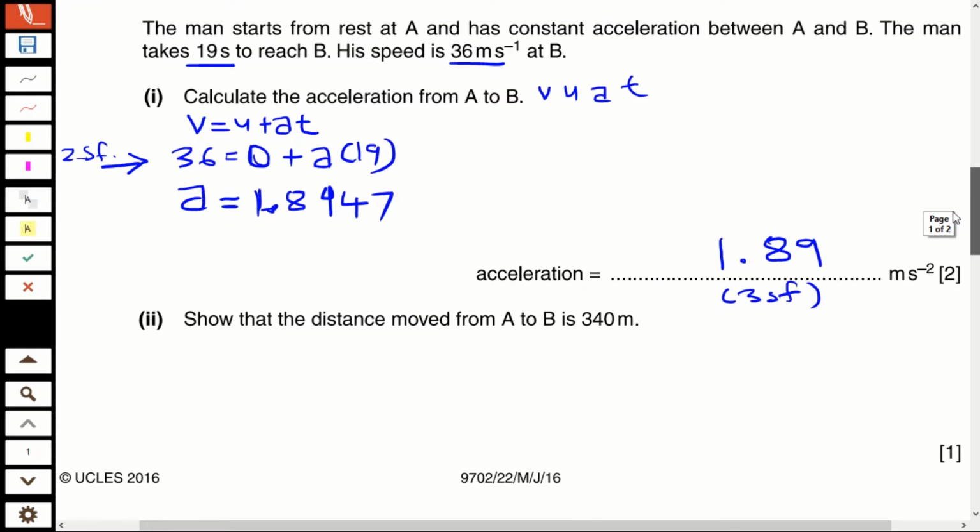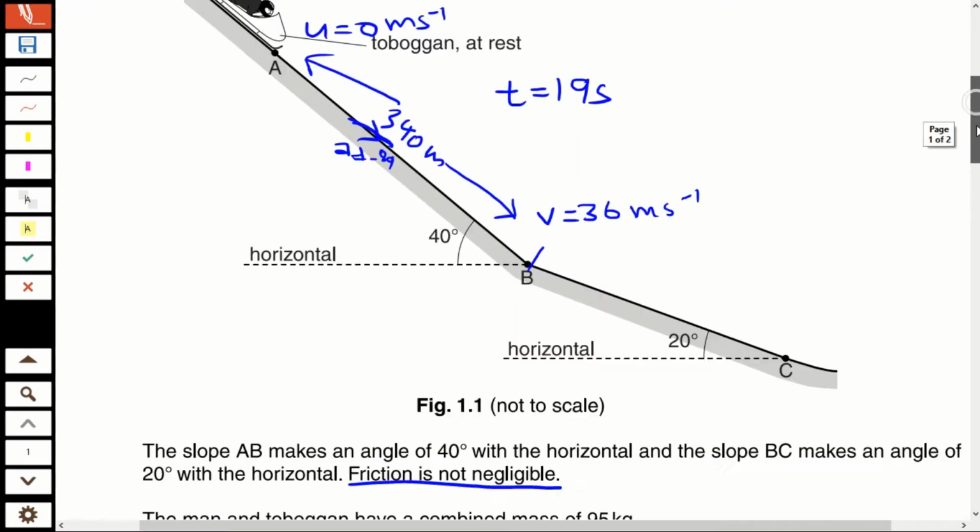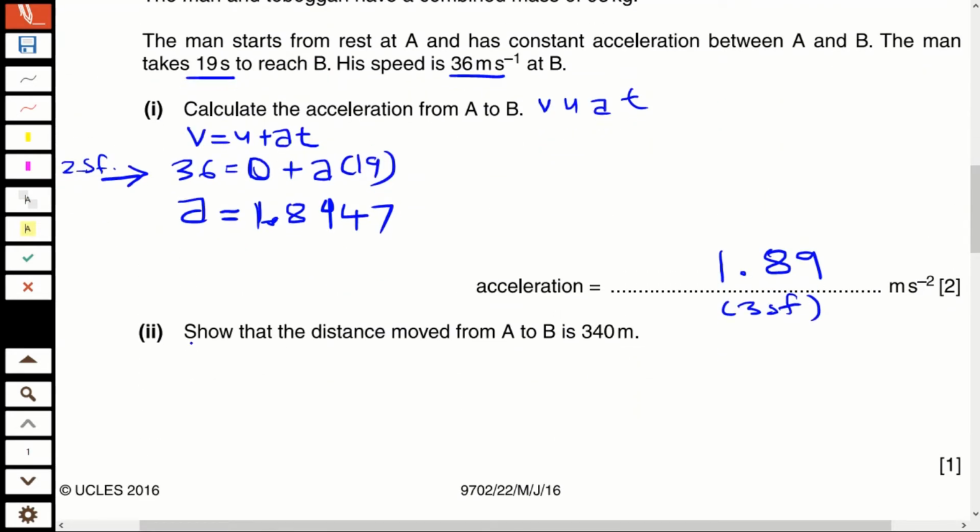Now, show the distance he moved is 340. So we need to show that this distance is 340 meters. How do we do that? Well, we can use SUVAT again, but we have to use a different equation. So we know final speed, initial speed. Let's not use acceleration. Let's use time. And then we need to find S. Oh, but there's no equation that has all of this together, does it? Well, there is. The one that we can use is s equals half of u plus v times t.